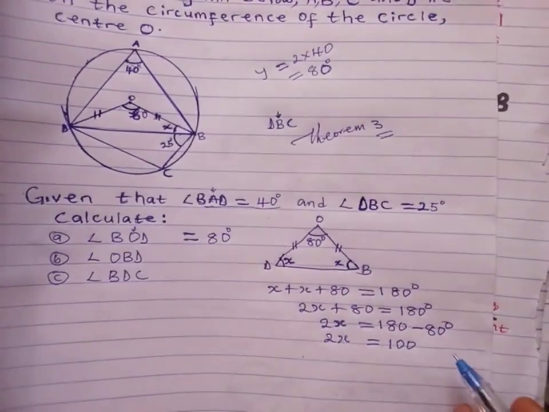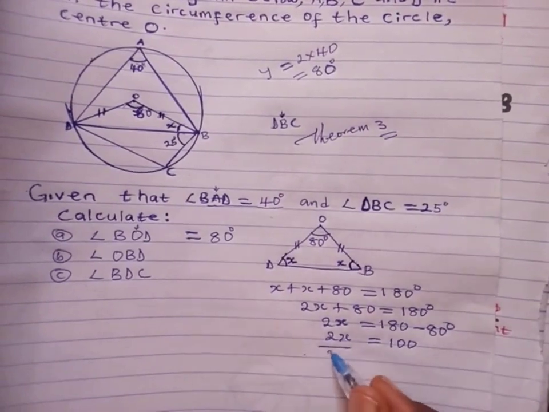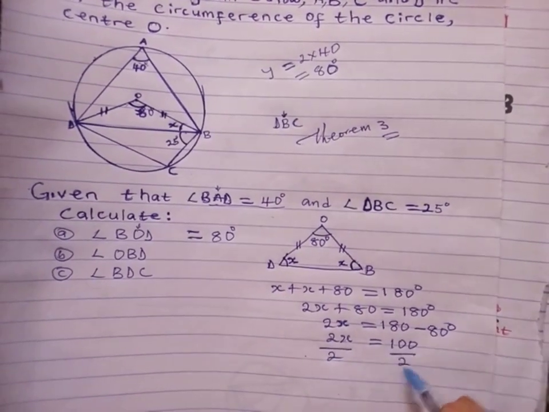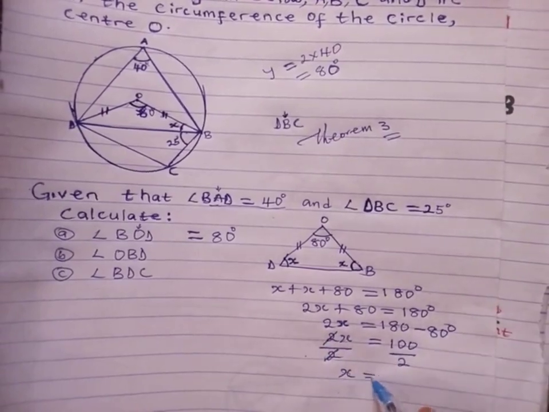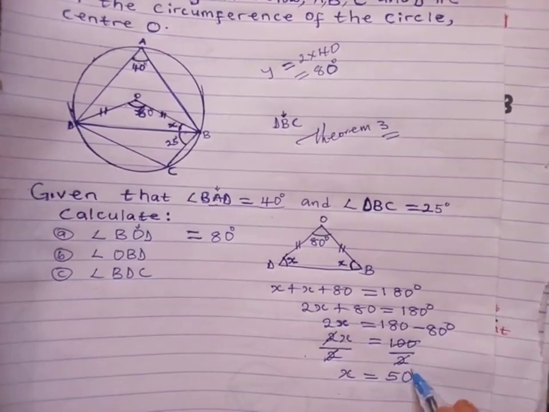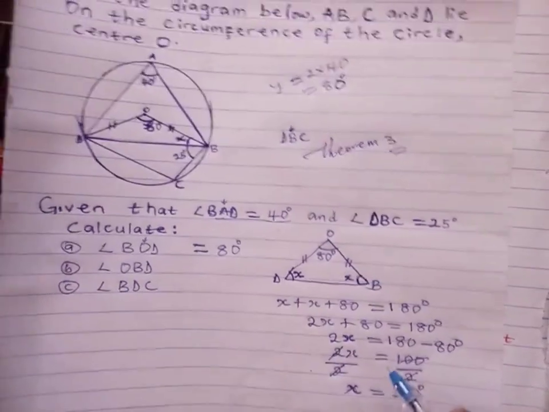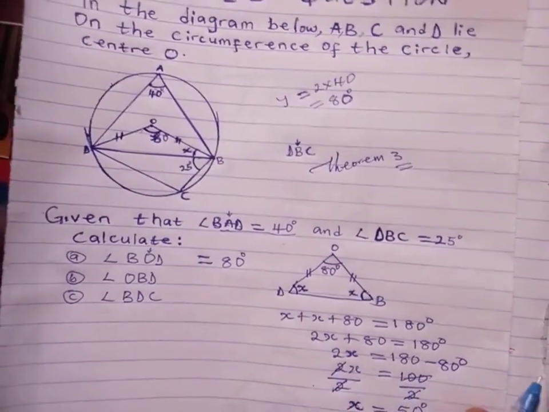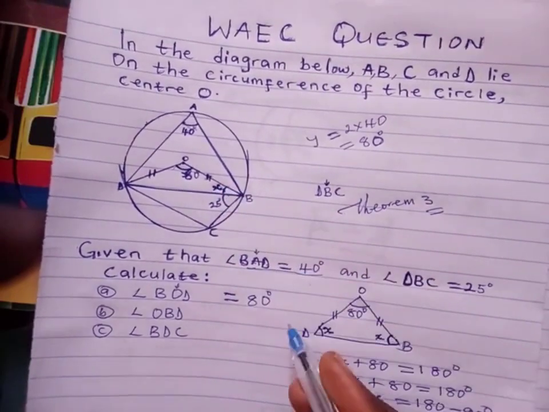Alright, let me find my x. To find my x, what do I do? I will divide both sides by 2. So I will divide this by 2, divide this by 2. This will cancel this. I will have my x remaining. Okay, and when these divide this, I have 50 degrees. So it means that the angle we are looking for is actually 50 degrees. Okay, so it means that the angle here, X, is going to be 50 degrees.